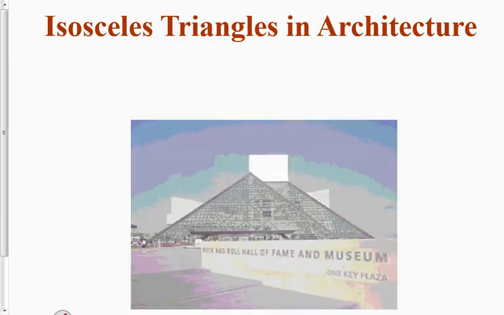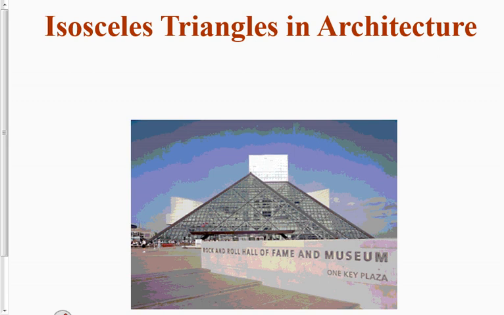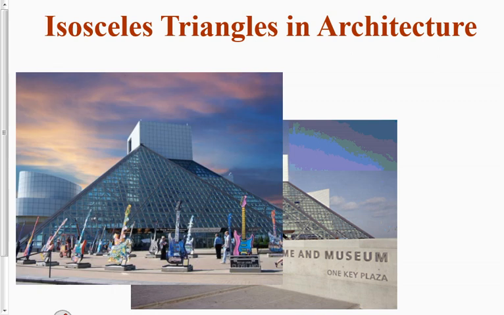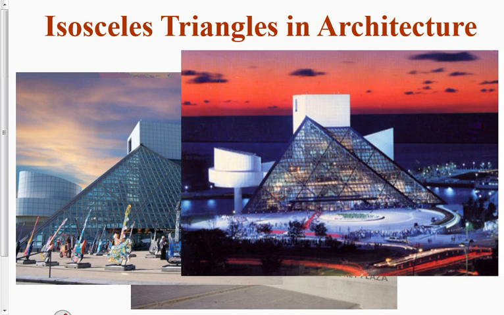Take a look at another example. We have the Rock and Roll Hall of Fame in Cleveland, Ohio. You can see all the isosceles triangles there. There's another picture of it, and a picture of it at night. Again, an impressive building, right? Not only is it architecturally sound, it's strong, but it's also appealing to the eye.